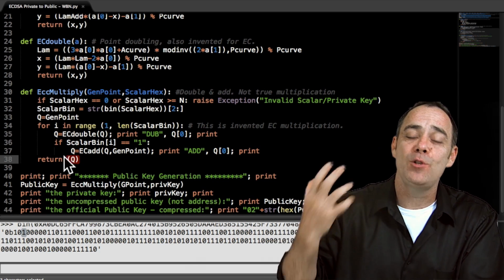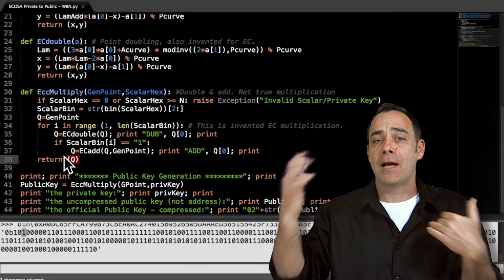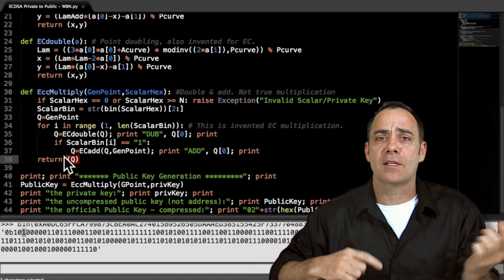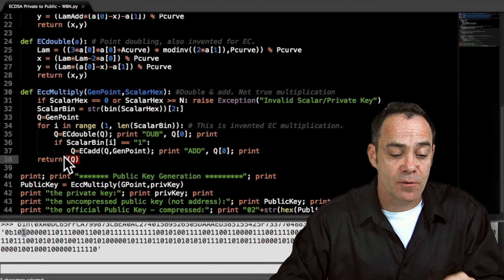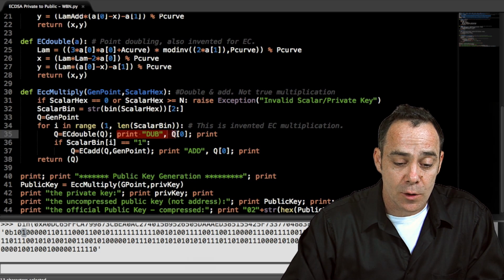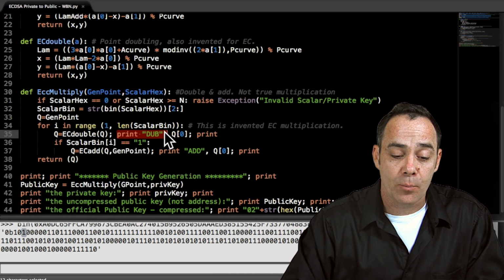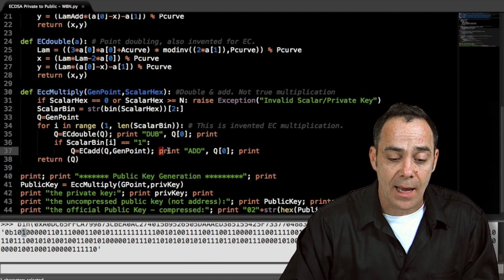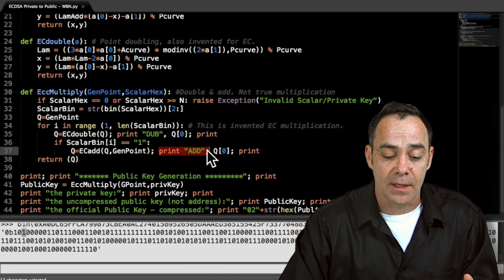And each time you do this loop, you're doing basically modular math. You're throwing away information, you're keeping remainders, you're winding around this clock. You're doing tons and tons of math. And just to get a picture of that, I actually have these prints in here. So every time that we double, I print out the x-coordinate of the intermediate point. And every time we add, I print out the x-coordinate of the intermediate add.